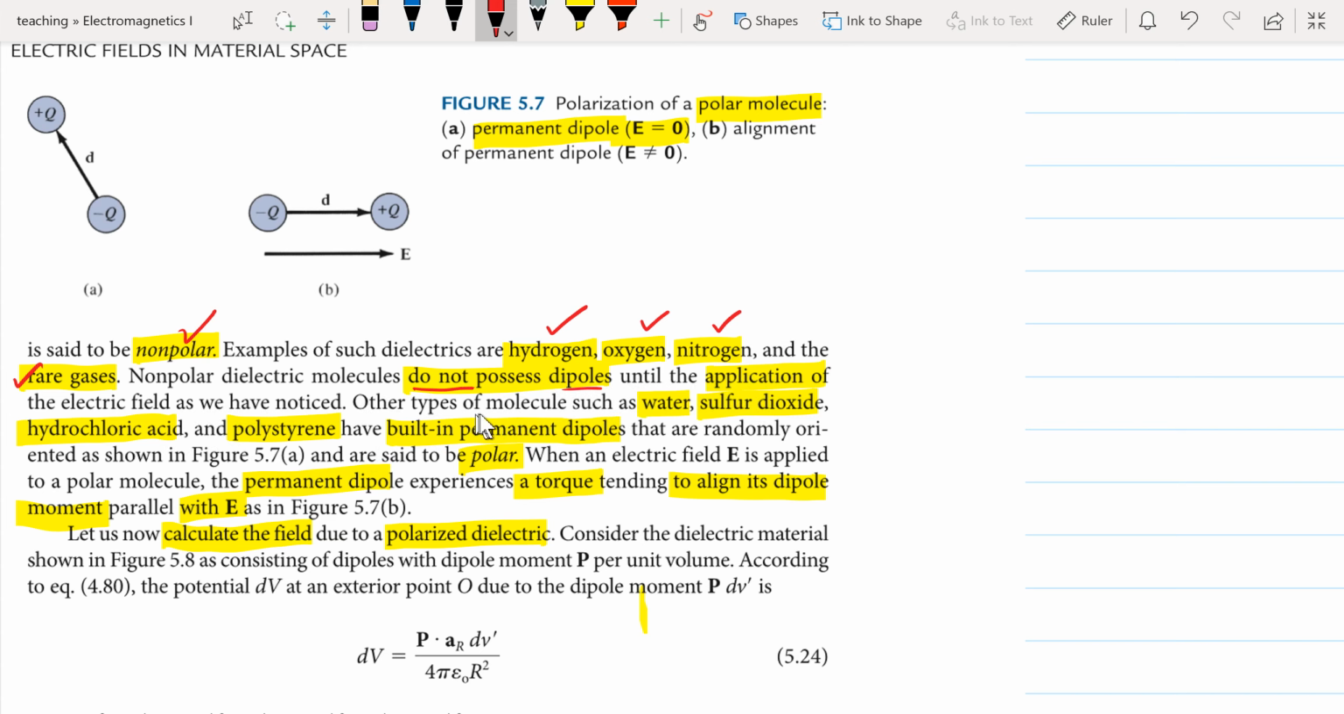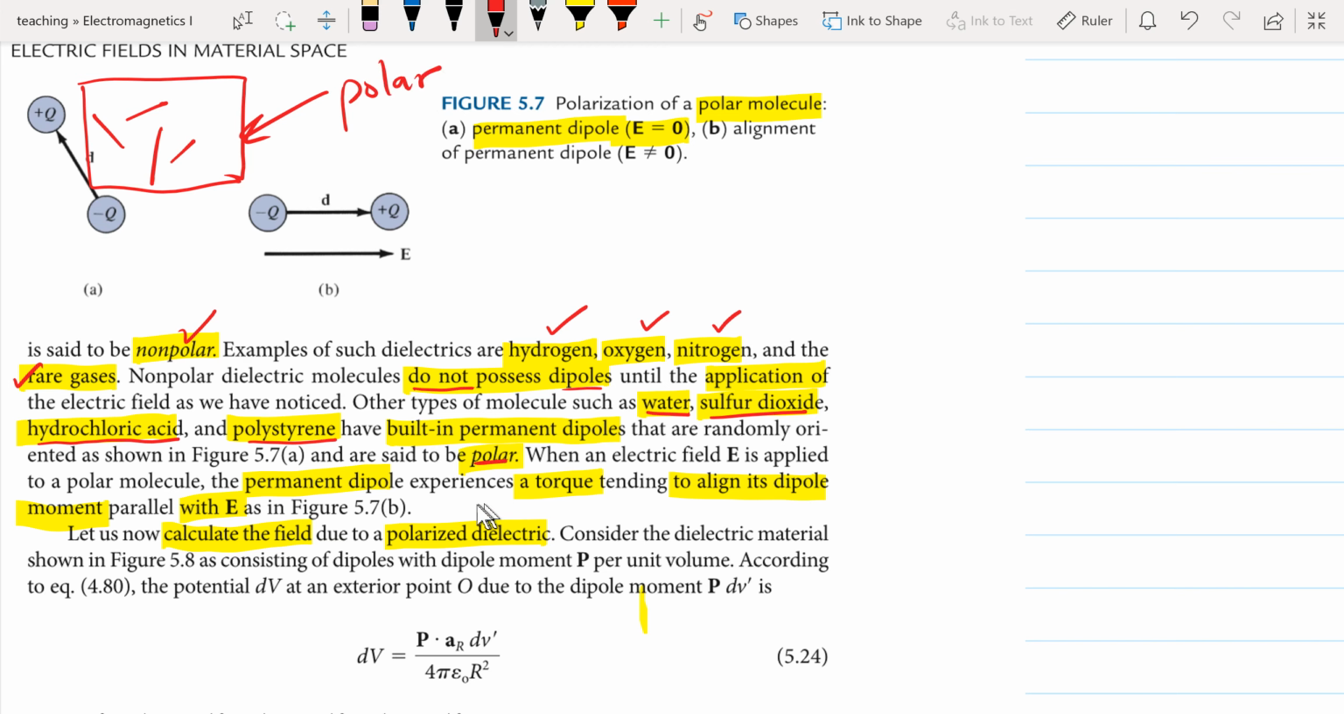However, there are other types of molecules, such as water, sulfur dioxide, hydrochloric acid, and polyester, that have some permanent or built-in dipoles that are randomly oriented, as you can see here in figure 5.7a. One dipole will face that direction, another one that direction, another one in this direction. At the end of the day, the material is said to be non-polarized, but the molecule itself is said to be polar.